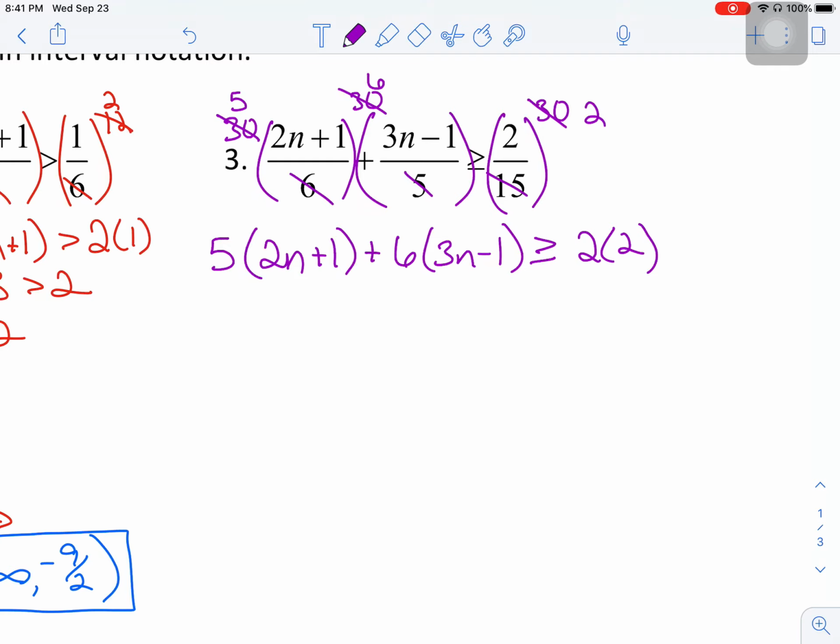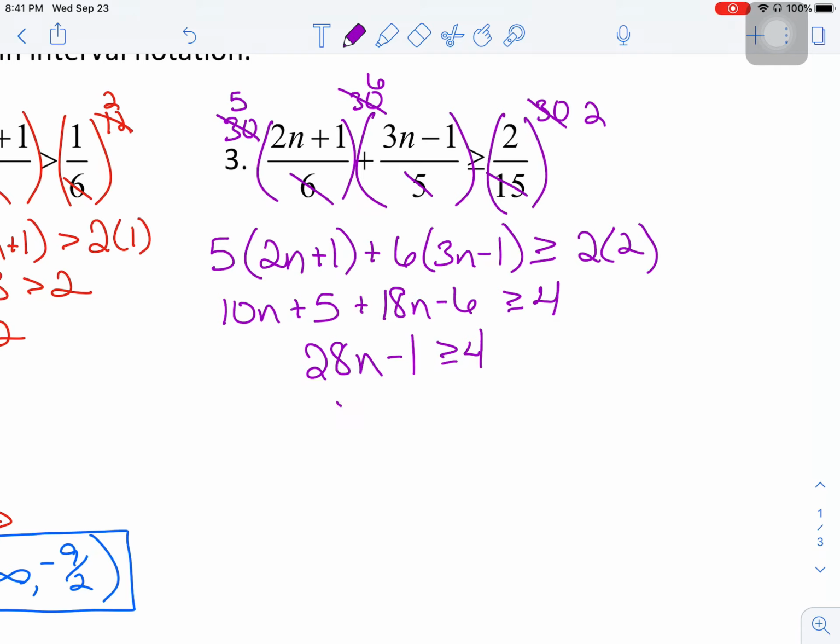So at this point, I'm going to distribute and combine some like terms. So 10n plus 5 plus 18n minus 6 is greater than or equal to 4. So 10n plus 18n is 28n minus 1 greater than or equal to 4. Add 1 to both sides. So 28n is greater than or equal to 5. Divide everything by 28. Now, I'm dividing by a positive number, so I do not flip that inequality symbol. It's just going to stay greater than or equal to.